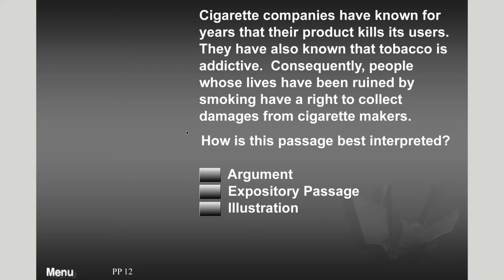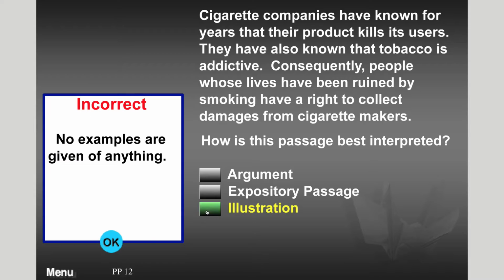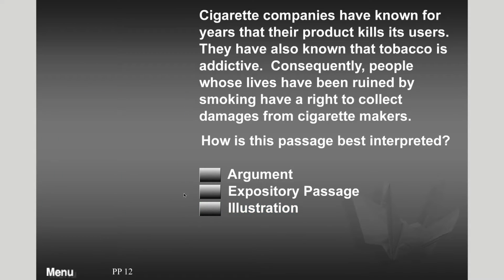Indeed, I believe that they are. It's not an expository passage. The first sentence is not a topic sentence that is developed by the remainder of the passage. It's not an illustration. No examples are given of anything. But rather, it's an argument leading you to believe that people whose lives have been ruined by smoking have a right to collect damages from cigarette makers. It's interesting, though, that at one time this argument actually had to be made, and it was largely answered 20 years ago in the 1980s. Cigarettes are still allowed to be sold, but as you know, they come with all kinds of warnings and even pictures of cancerous lungs and so on on the packages.